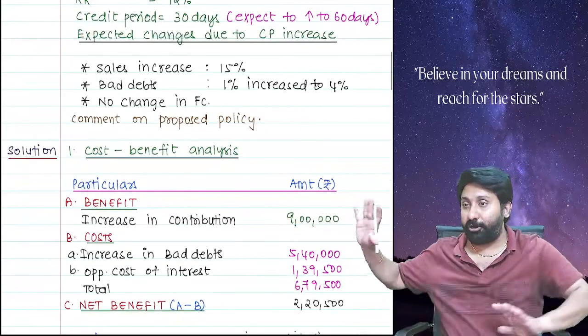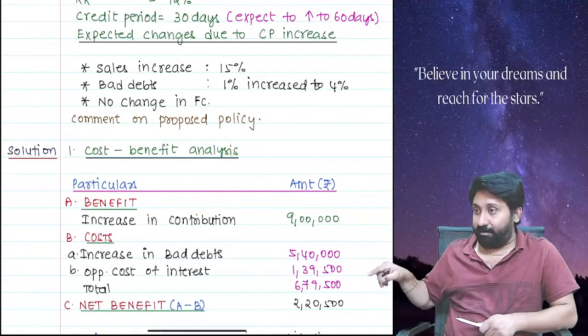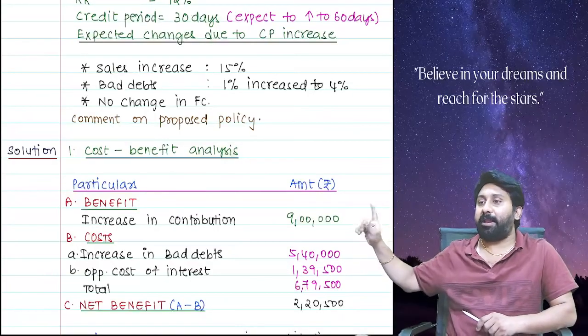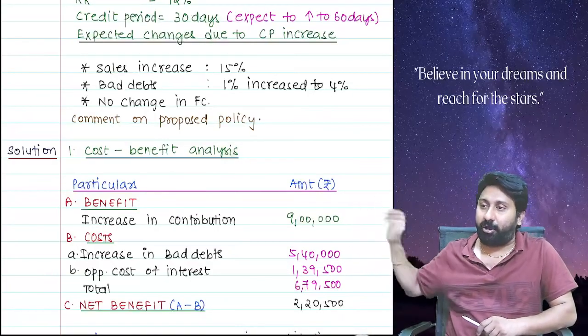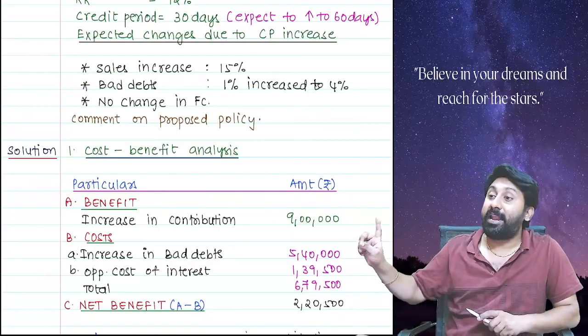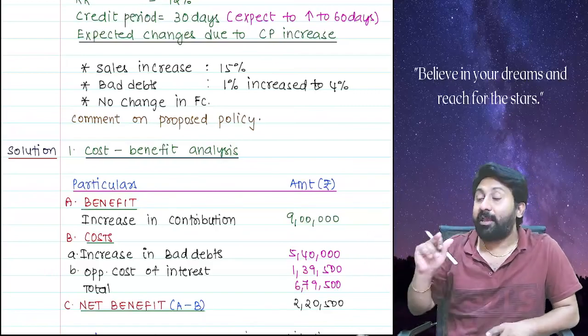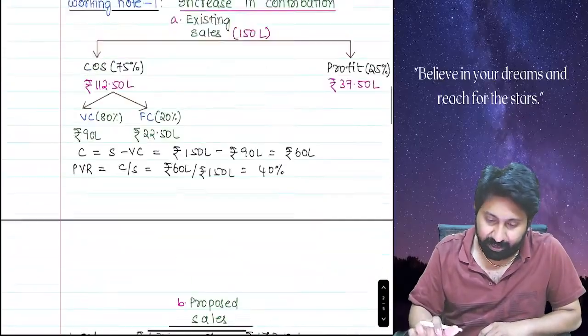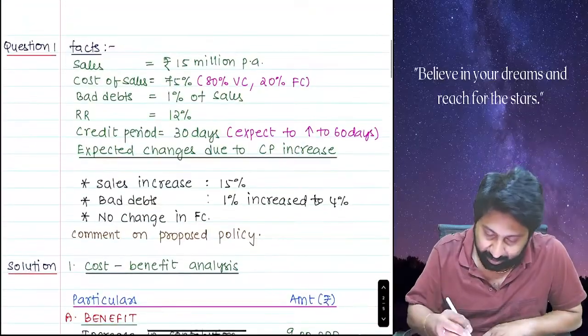Always remember this schedule. The number of costs will increase after 1 or 2 questions, but the concept will remain. So the first benefit is the contribution benefit. How much? 9 lakh extra contribution we are getting because of the increase in the credit period from 30 to 60. Next, second cost, bad debts.